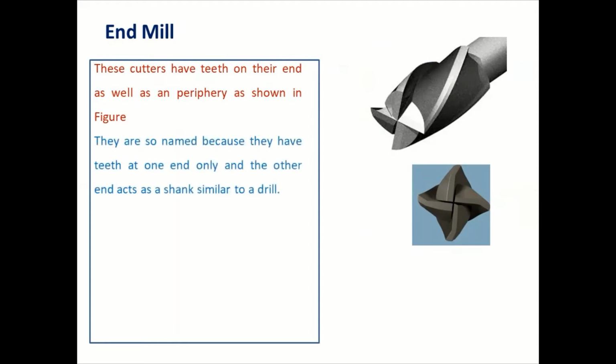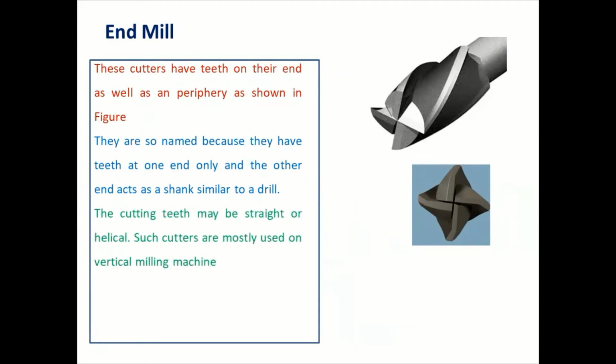They are so named, the end milling, because the teeth are only at the end of the cutter. You can see here only at the end the teeth are given, and at the other end there are no teeth, but there is a shank. This portion is called a shank. And that's why the name is the end milling cutter.